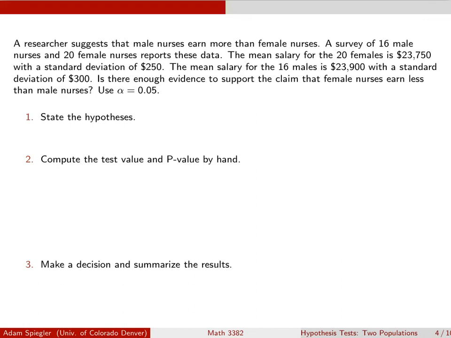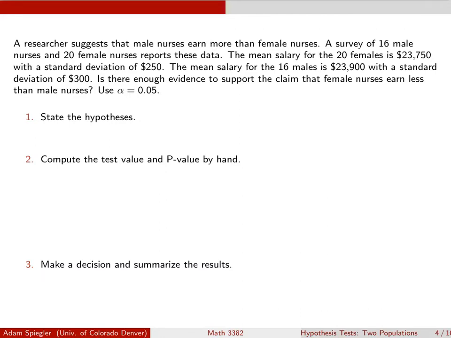In this video, we are going to walk through an example for a hypothesis test on a difference of means from two independent populations. And we're going to calculate the test value and p-value by hand using the fact that we have an idea of what the underlying distribution in theory, the distribution of sample means, should look like.